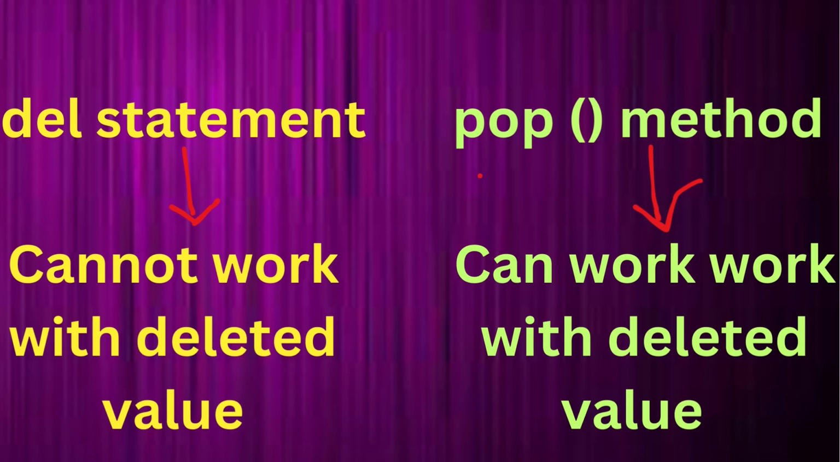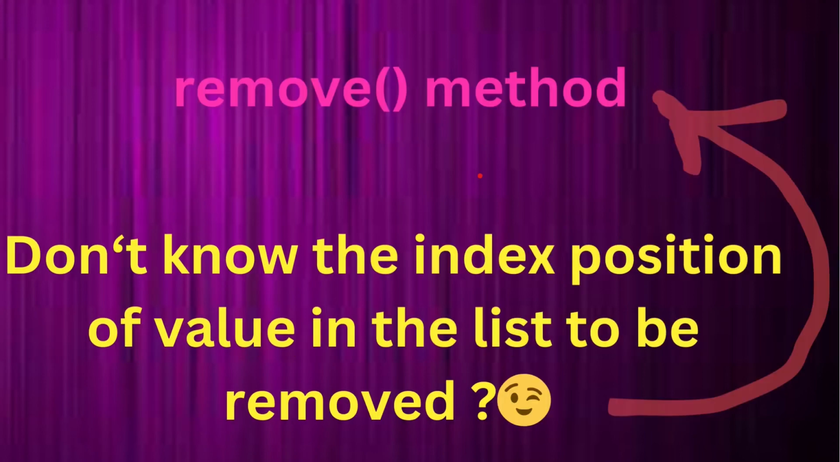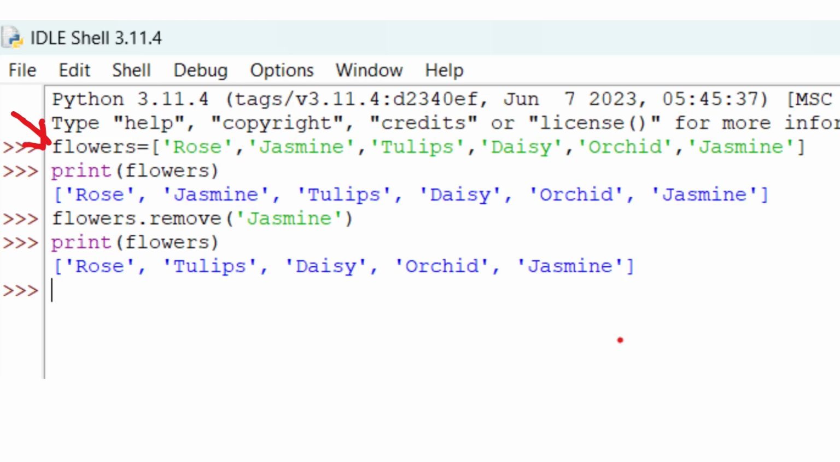Now we have seen how to use the del statement and the pop method, and now comes something different. What if you don't know the position of the value, but in certain cases you know the value that you really want to remove from the list? For that we can go for the remove method. For this I'm taking an example, flowers. Inside this list which the variable flowers is referencing, we have the values rose, jasmine, tulips, daisy, orchid and jasmine. As usual, I'm printing this list flowers.